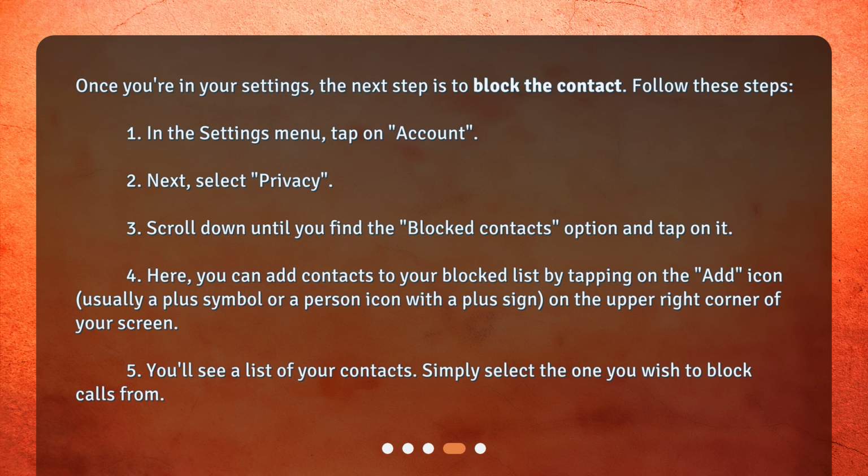4. Here, you can add contacts to your blocked list by tapping on the Add icon, usually a plus symbol or a person icon with a plus sign, on the upper right corner of your screen. 5. You'll see a list of your contacts. Simply select the one you wish to block calls from.